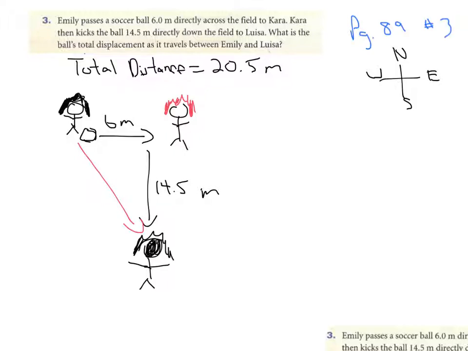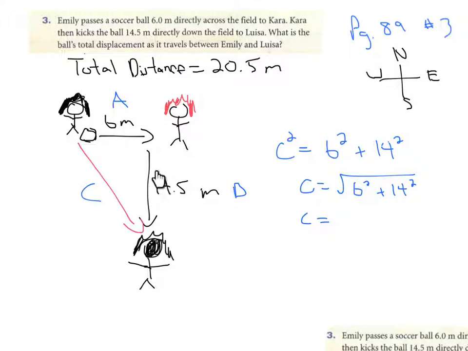So we need to do our trig. Okay, so I set up the Pythagorean theorem. I've got side A, side B, side C. So A squared plus B squared equals C squared. So C equals the square root. So for C, I get a distance of 15.7 meters. Now, that's the magnitude, and the unit. We need D. We need the direction.